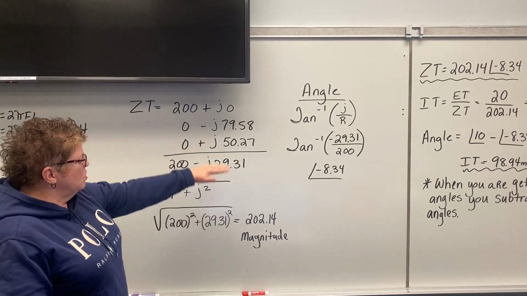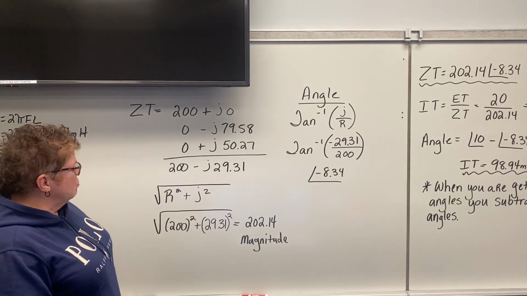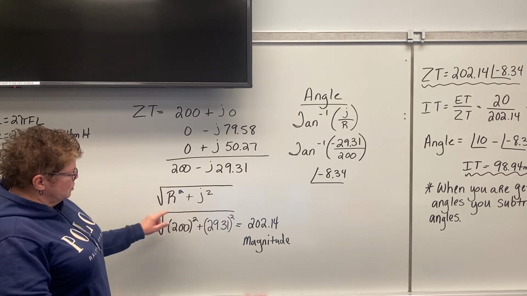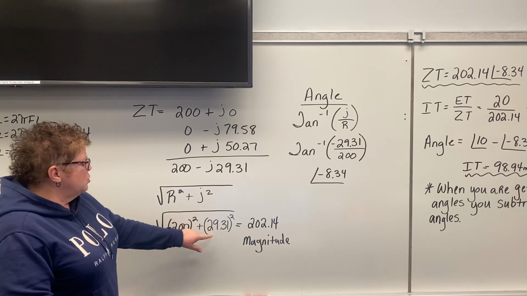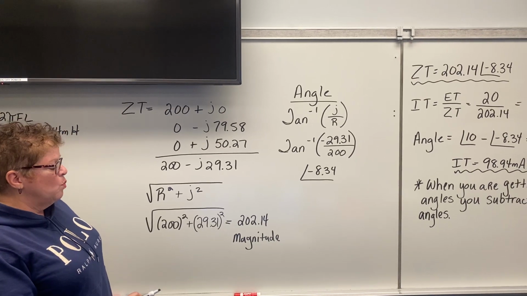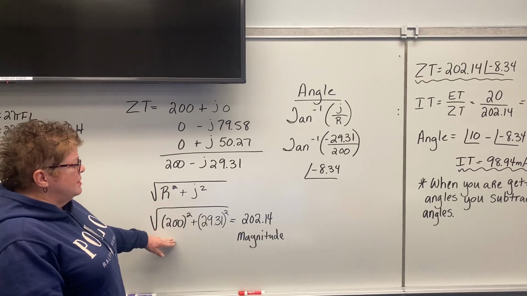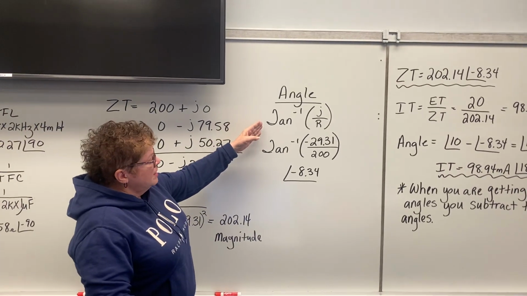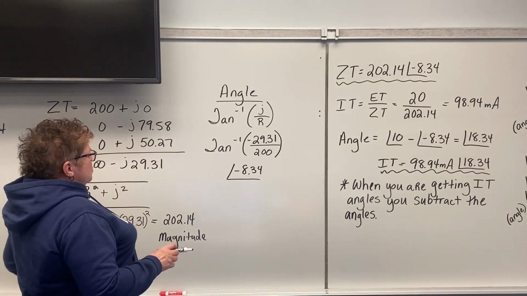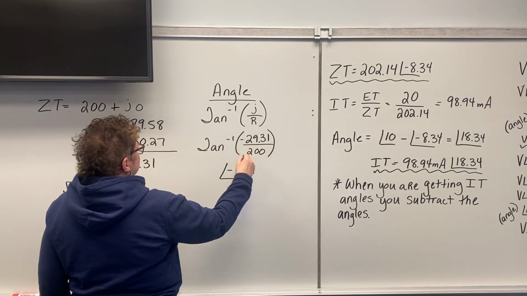So now we have a total, the real part and the imaginary part. We have to take the square root, so we take R squared plus J squared. So here we took the square root of 200 squared plus 29.31 squared, and we get a magnitude of 202.14. But we still have to have the angle. To get the angle for that Z total, we take the arc tangent and we go imaginary divided by the resistor value. So we have the arc tangent of negative 29.31 divided by 200.